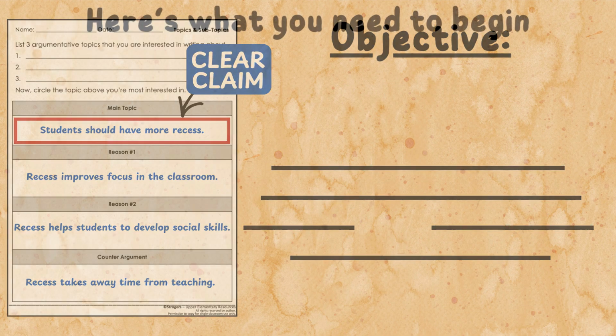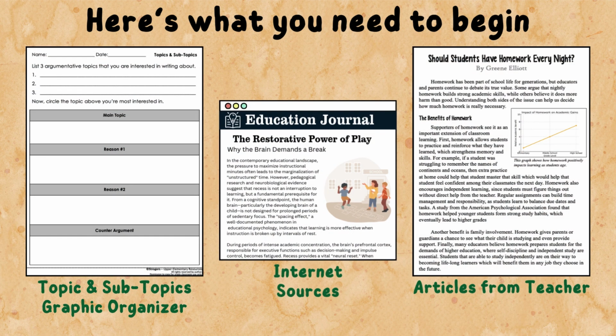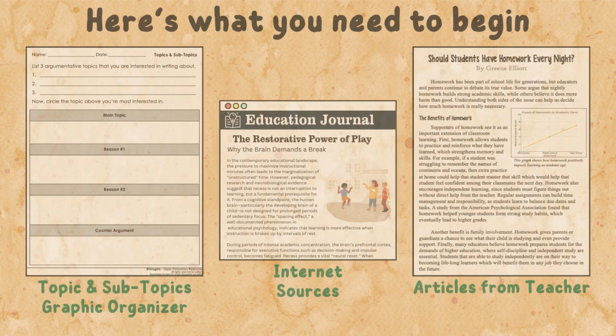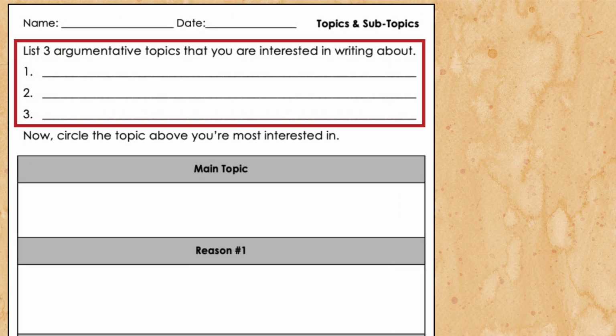Before we begin, make sure you have the following: your argumentative graphic organizer and access to the internet or articles provided by your teacher. Looking at your graphic organizer, your first task is to make a list of 3 topics that you are interested in or feel strongly about.